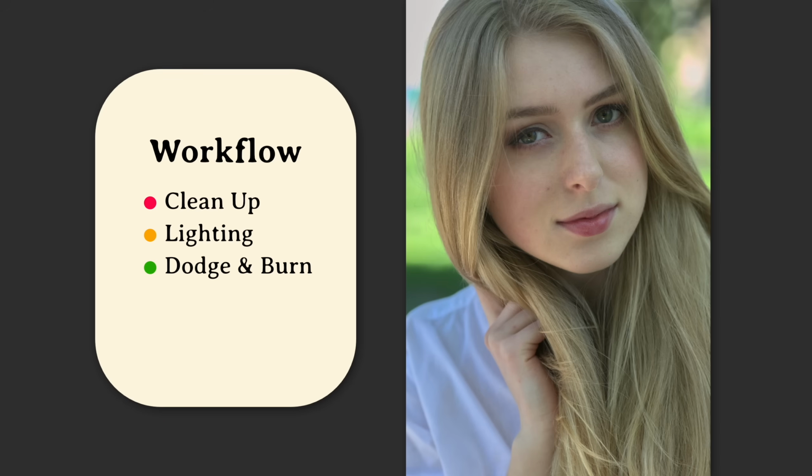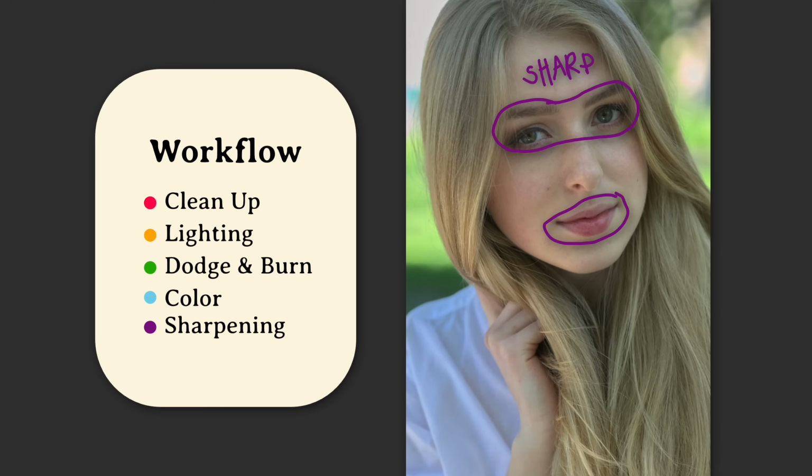With the lighting finished, we can move on to the color. For this photo, I mainly want to adjust the color of her skin. Skin can be tricky to fix, but I'll show you exactly how I like to do it to make the skin look more vibrant. To finish, we can add some sharpening. We'll make a few areas sharper to make them look more in focus. I love doing this with the eyes. Okay, we have our plan, so let's jump into Affinity.